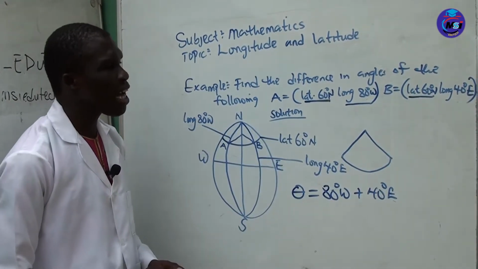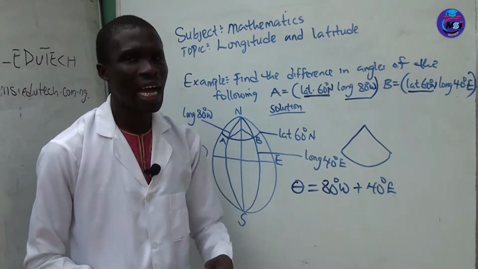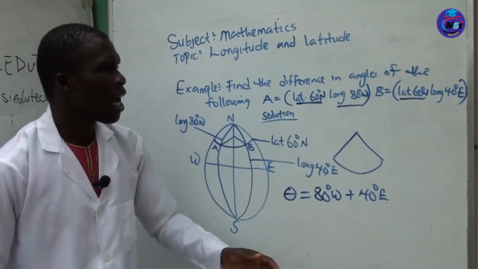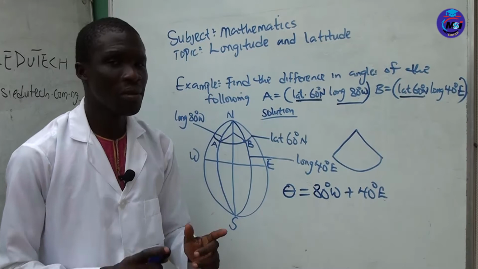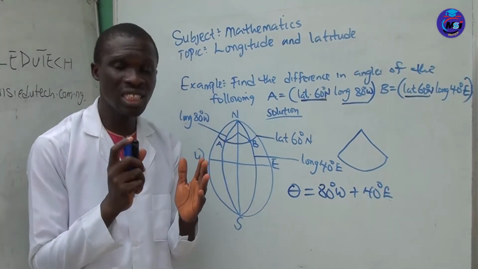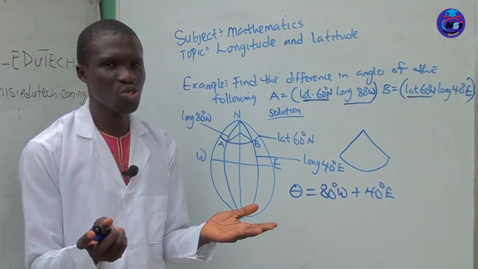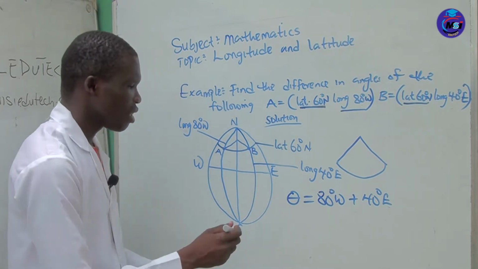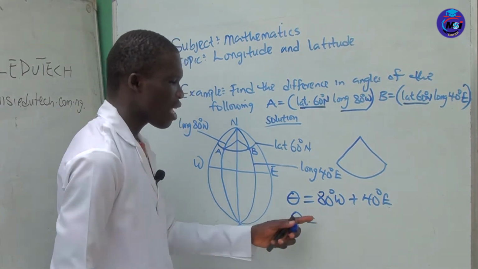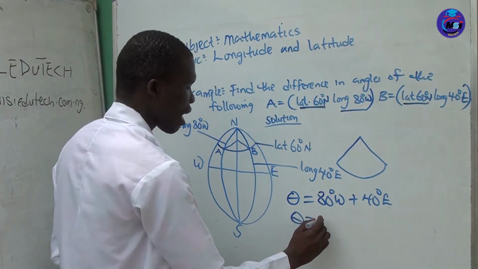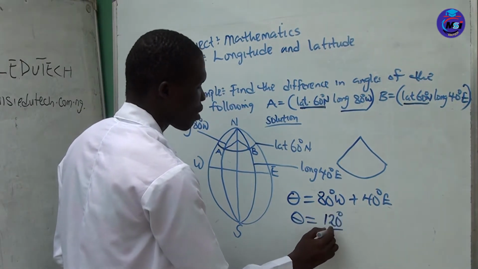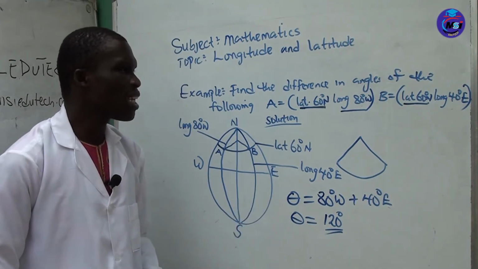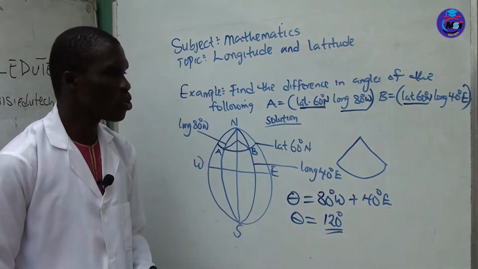Since they are of different direction, we are going to add. But if we have 80° west here, and we have 40° west here, you can see that they are of the same direction. So we are going to subtract. That is just the difference. Okay? Now, let's do this. Theta will give you 80 plus 40. We are going to have 120 degree. Okay, now, so this is how to find the difference in angles of longitude and latitude.